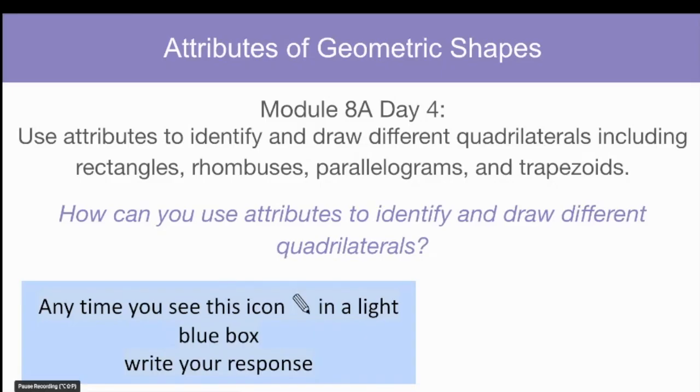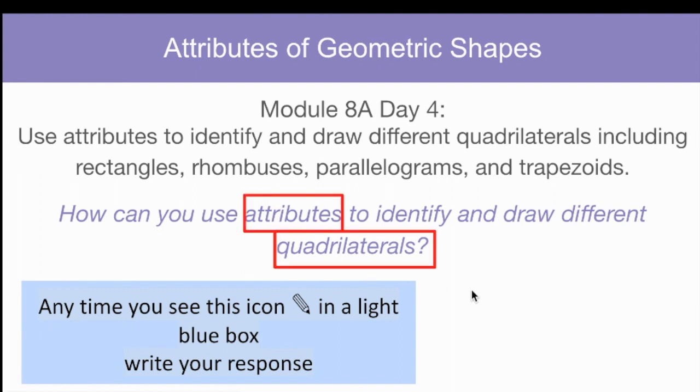Today, we will be investigating the following question. How can you use attributes to identify and draw different quadrilaterals? There's two words in this question that you probably won't recognize, and those are the words attributes and quadrilaterals. I will explain what they mean.